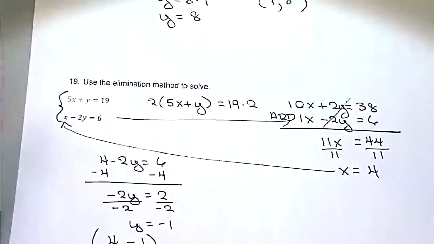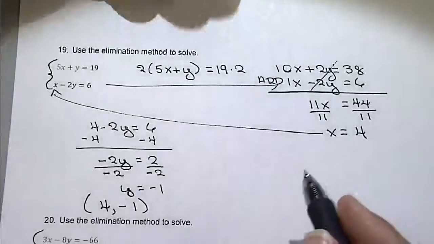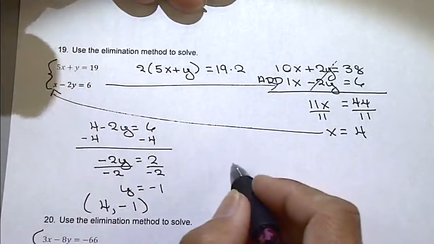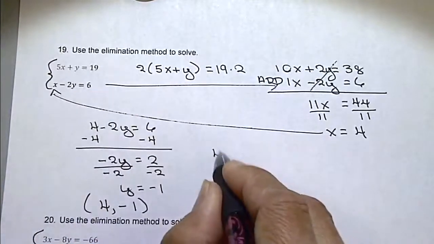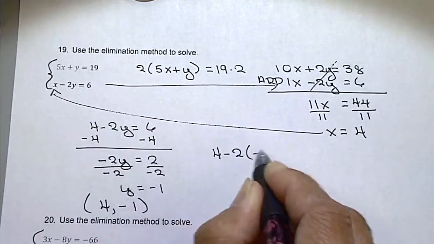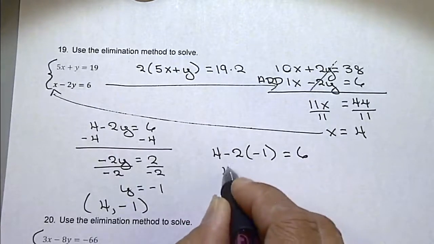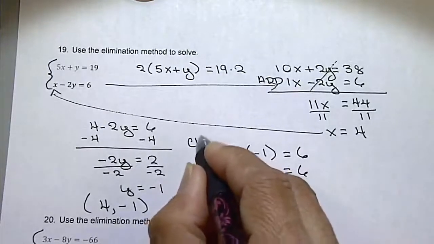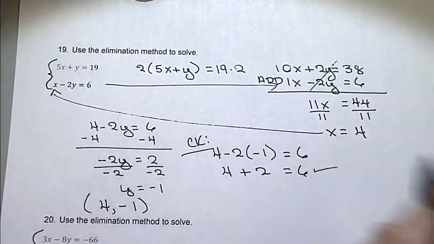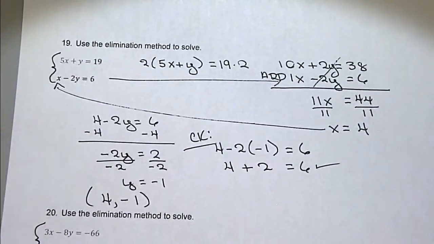There it is. And now we have to check it, okay? It doesn't matter where we plug it in. We can plug it into that same equation. Let's say it would be 4. If I put it in the second equation, it's going to be 4 minus 2 times a negative 1 is equal to 6. Well, that's 4 plus 2 equals 6, right? This is my check. And that does check, so that worked. Okay? Don't skip the checking step.